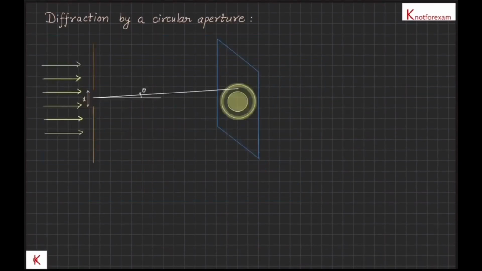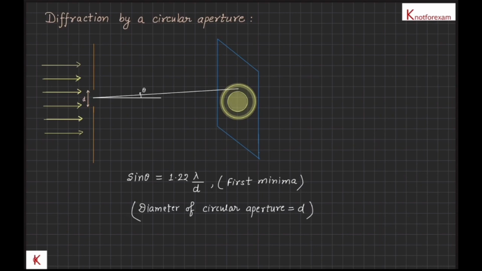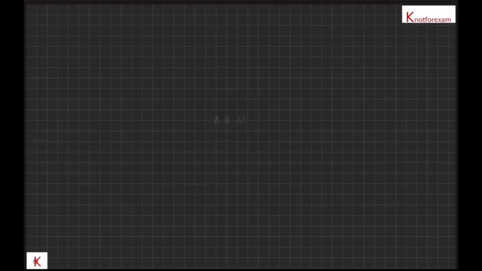For a circular aperture of diameter d, the first minima occurs at an angular position theta, given as sin theta is equal to 1.22 lambda by d. In comparison to a single slit, the extra factor of 1.22 is due to the circular geometry of the aperture. Resolvability of two distinct points is limited due to diffraction.